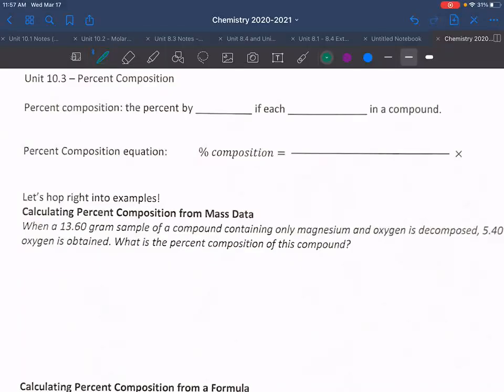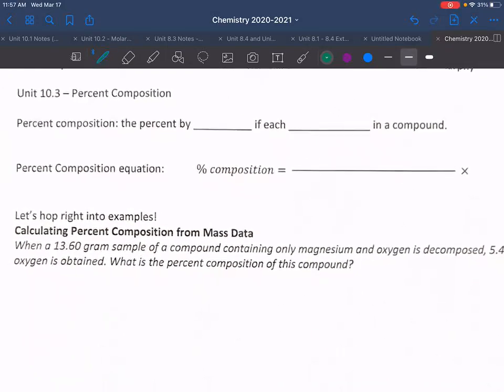Right, so what we're talking about today is percent composition. I had about 100 words to type on here, and I already managed to make a typo. The definition for percent composition is the percent by mass of each element in a compound. And we have a very simple equation for this.